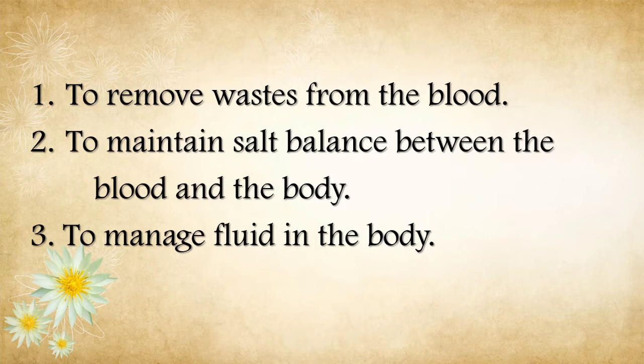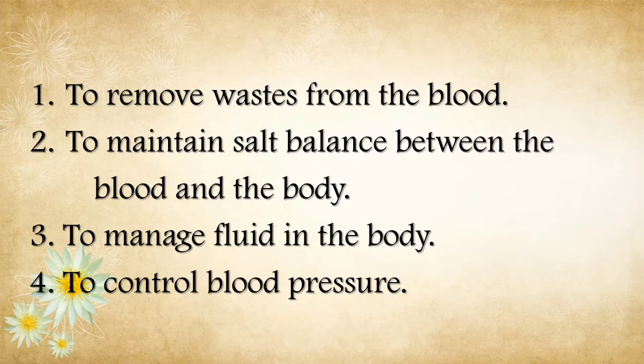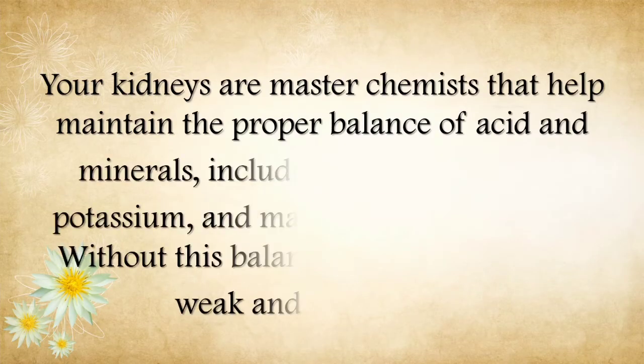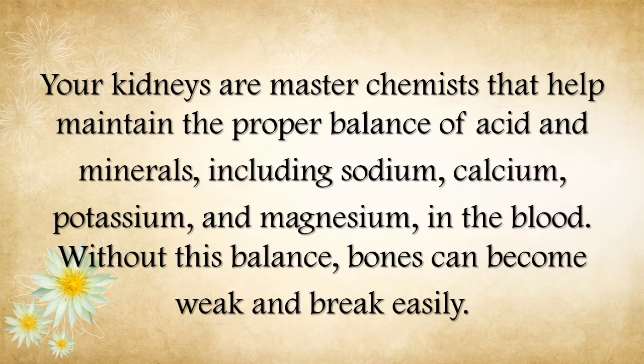And lastly, to control blood pressure. Kidneys help control blood pressure by releasing an enzyme called renin, which maintains the balance of salt concentration in the body. Your kidneys are master chemists that help maintain the proper balance of acid and minerals including sodium, calcium, potassium, and magnesium in our body. Without this balance, bones can become weak and break easily.